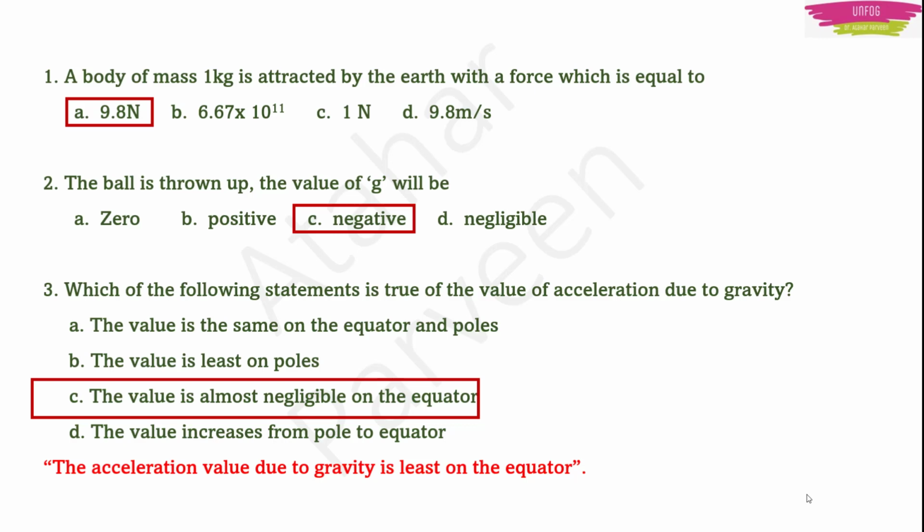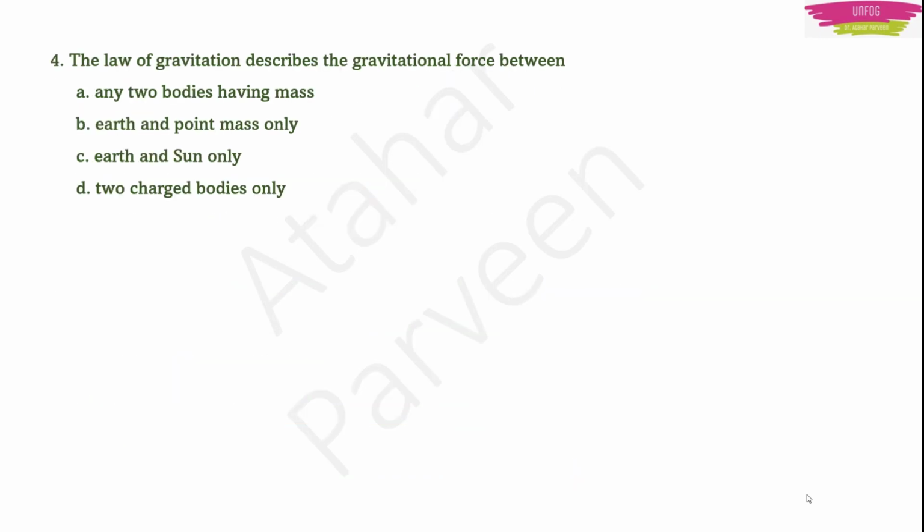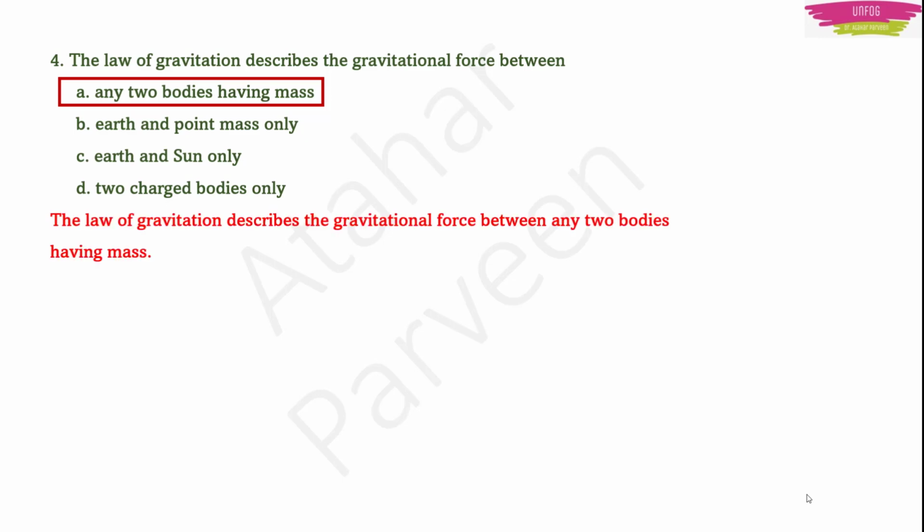Okay. Let's move on. Question number 4. The law of gravitation describes the gravitational force between. Now we know it very easily, right? Now after attending this class, all of you can answer this question. It will be any two bodies having mass. Any two bodies, if they have mass m1 and m2, then you will have gravitational force between them. So option A will be the right answer, because the law of gravitation describes the gravitational force between any two bodies having mass.